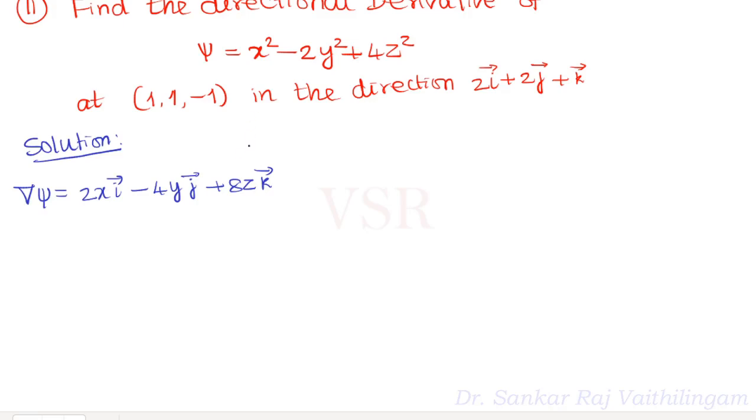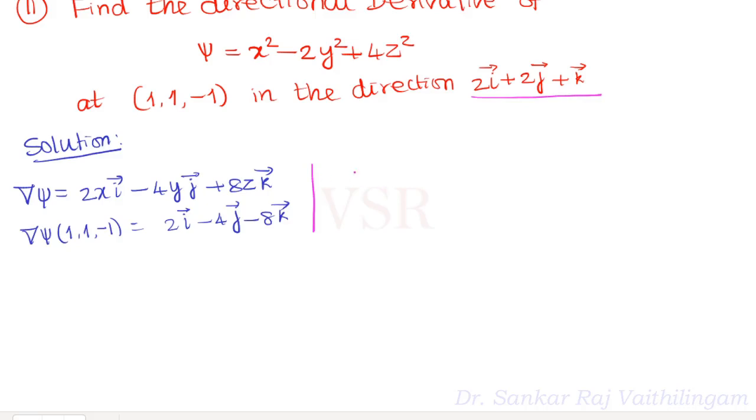ஓகே, சரி. அப்போ del psi at the point 1, 1, minus 1 which is equal to x க்கு பதிலாக 1 போட்டோம்னா this is 2i வெக்டார். y க்கு பதிலாக 1 போட்டிங்கன்னா minus 4j வெக்டார். z க்கு பதிலாக minus 1 போட்டிங்கன்னா அப்போ minus 8k வெக்டார். ஈஸியாக சப்ஸ்டிட்யூட் பண்ணிட்டேன். ஓகே, சரி.